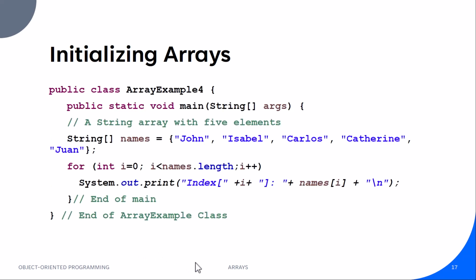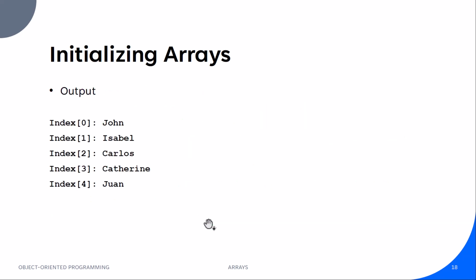Here's an example of how we can initialize a string array. We are going to use the curly braces. Then we are going to assign the value of each string array element, such as John, Isabel, Carlos, Catherine, and Juan. And then we are going to print out these names onto the screen. And here's the output.